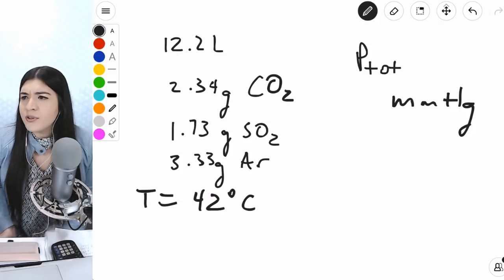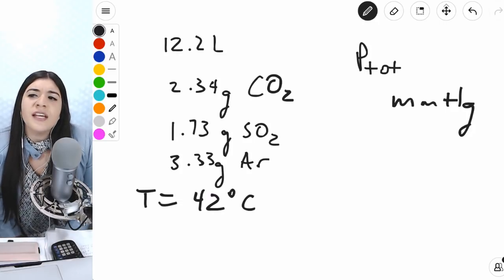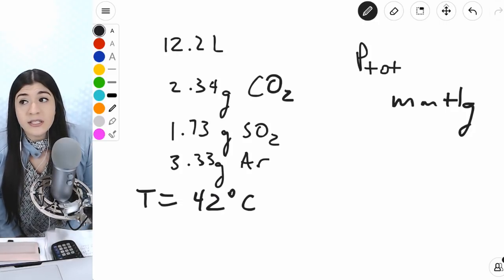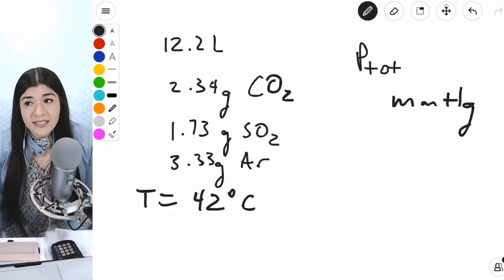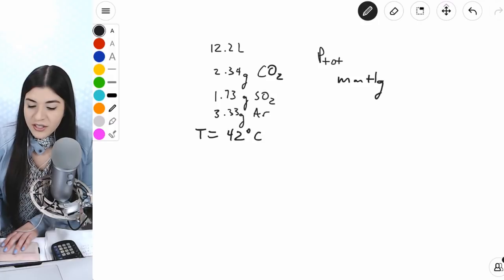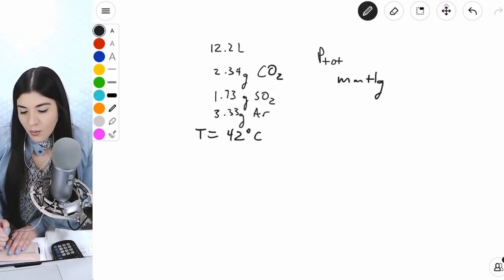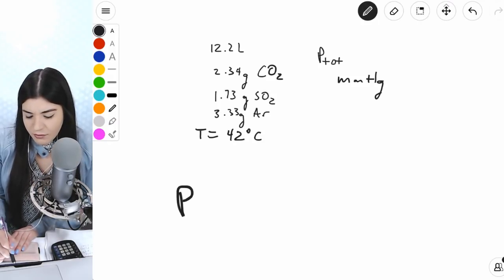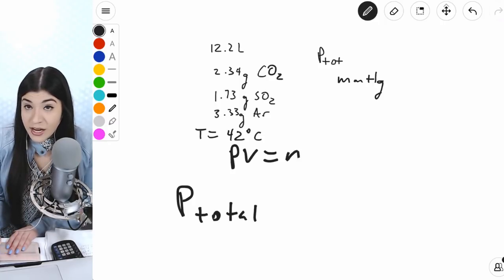Okay, so two different questions in this case. The first thing I'm going to look for is the total pressure, because to figure out the partial pressure of each gas, we need to first figure out the total pressure. So what I'm going to do is use the ideal gas law. And what I want you to think of here with the ideal gas law is, typically, it's PV equals nRT.